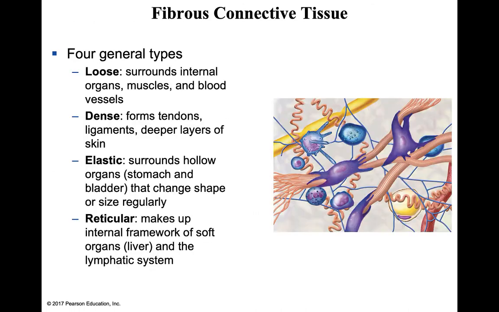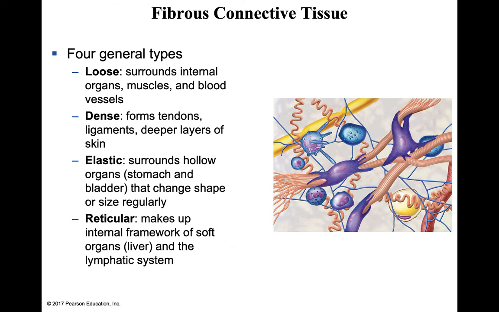Now, if we look at the different types of fibrous connective tissue, there's loose. So that's surrounding internal organs, muscles, and blood vessels. It's kind of like a protective packaging, okay? There's dense connective tissue, and that's going to be responsible for our tendons and ligaments, and maybe some of those deeper layers of our skin.